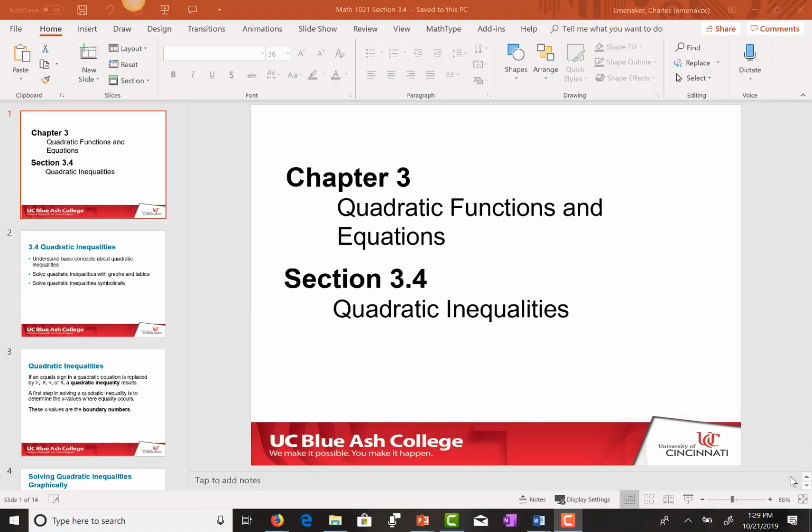Okay, what we're going to work on is inequalities. That's what most of life is, okay, as we were just talking about. Now, how do you do this with quadratics?